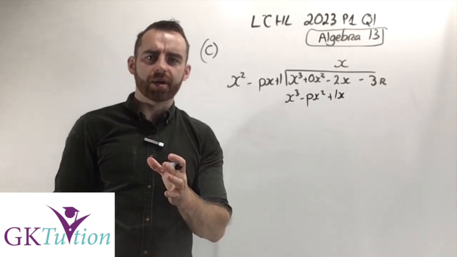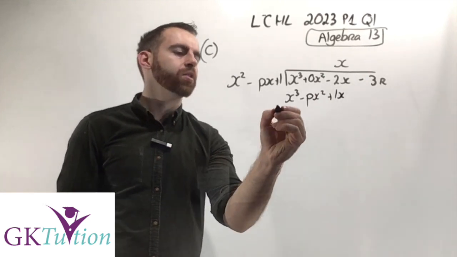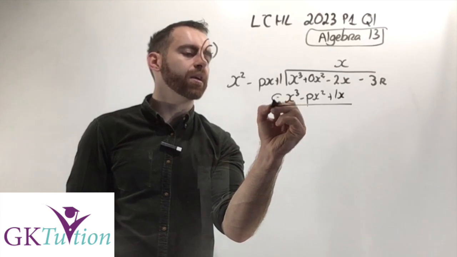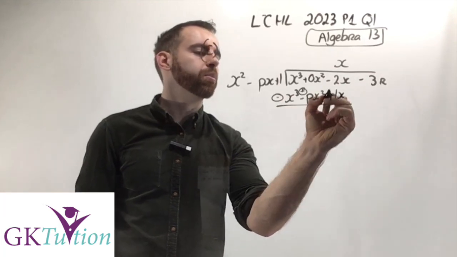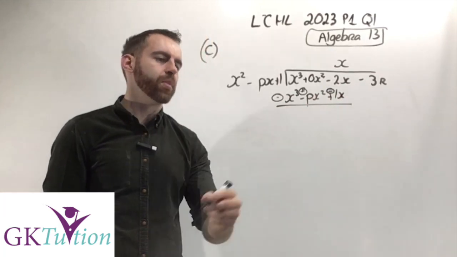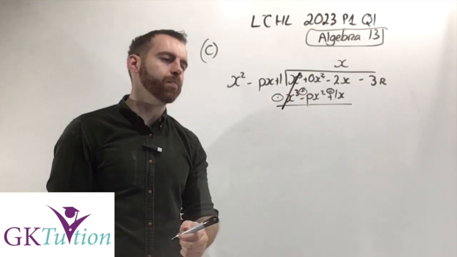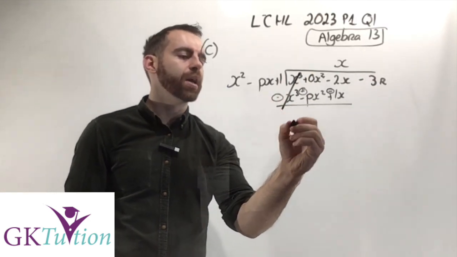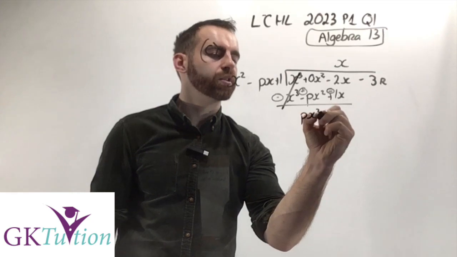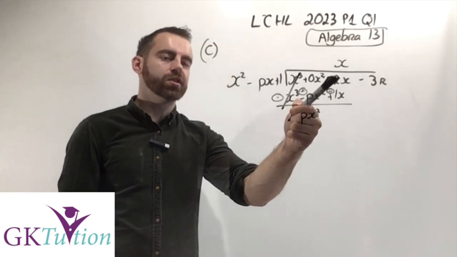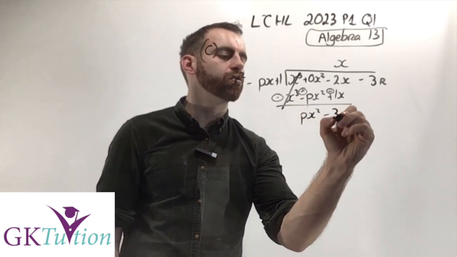Remember, the third step in long division is to subtract. So we're going to change our signs and subtract. This becomes a minus, this becomes a plus, and this becomes a minus. Now the x cubes will cancel. 0x squared plus px squared is simply plus px squared. Minus 2x minus 1x is minus 3x.